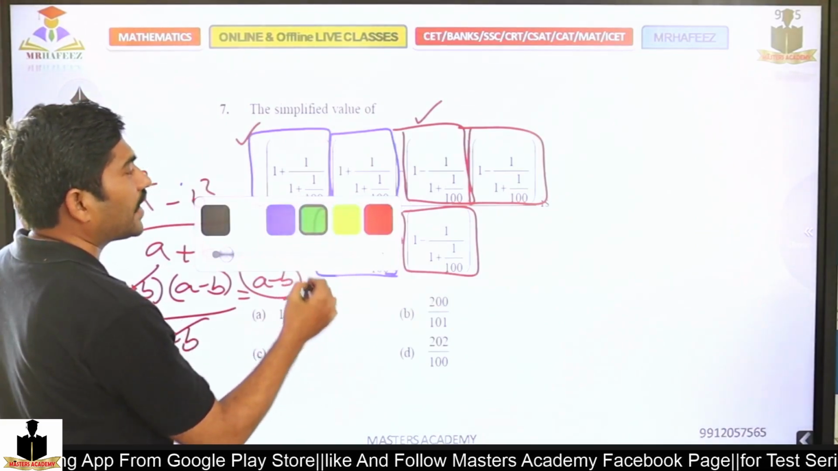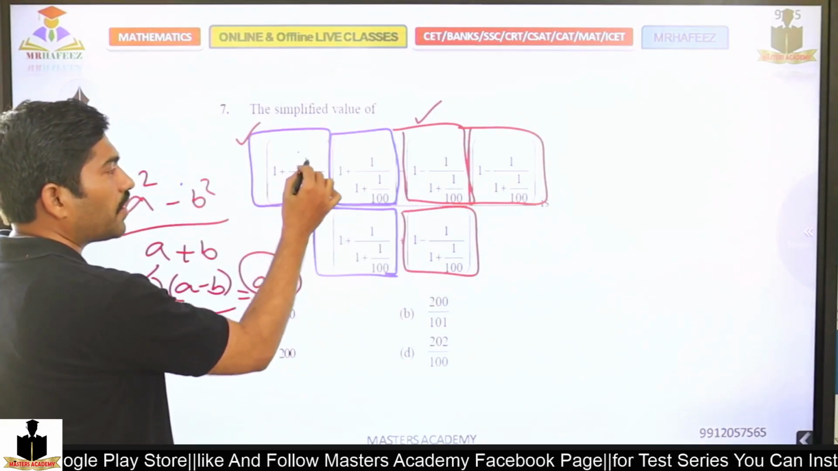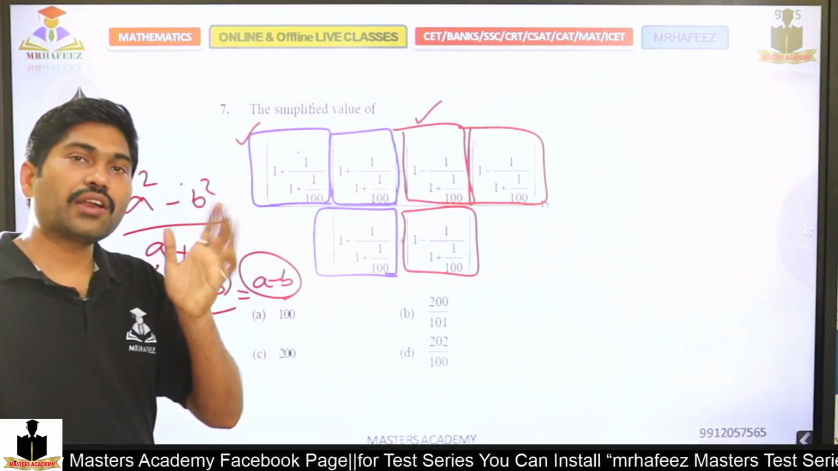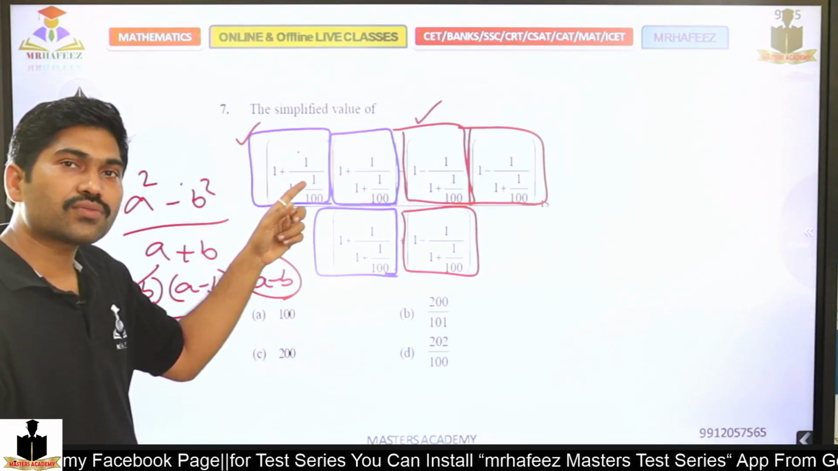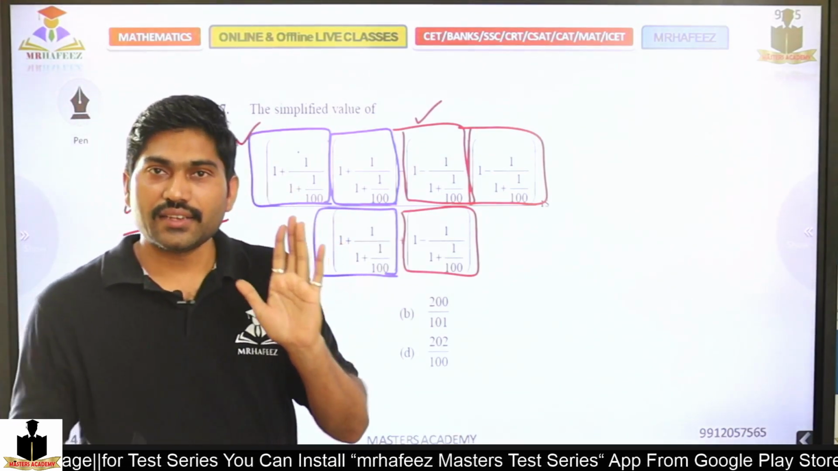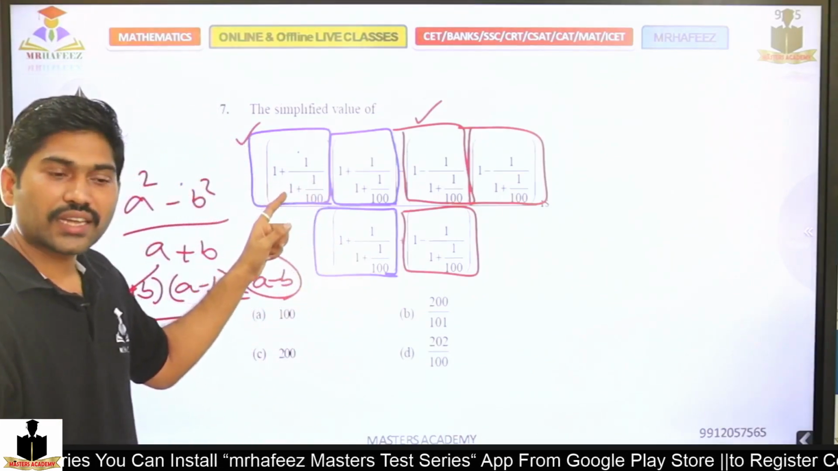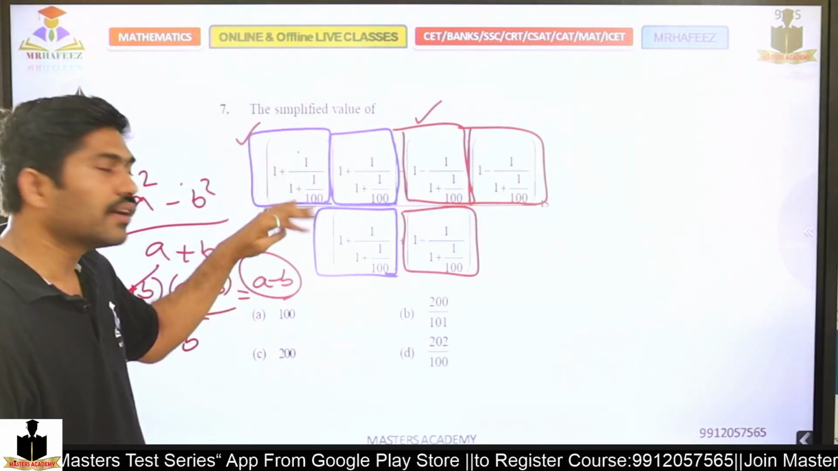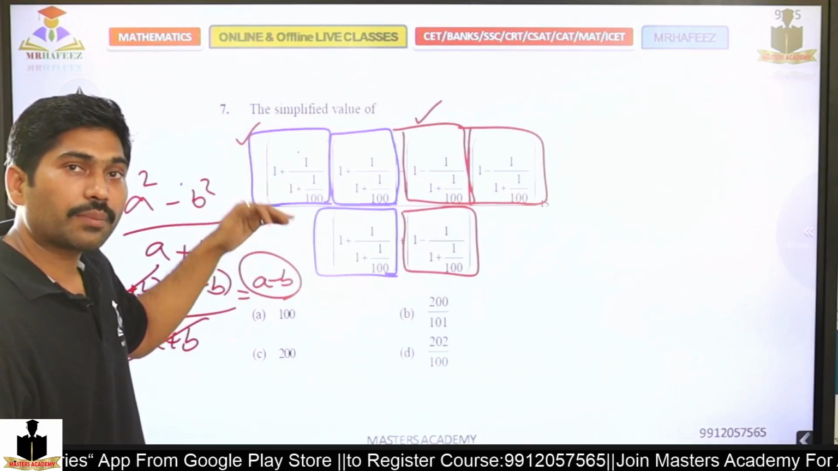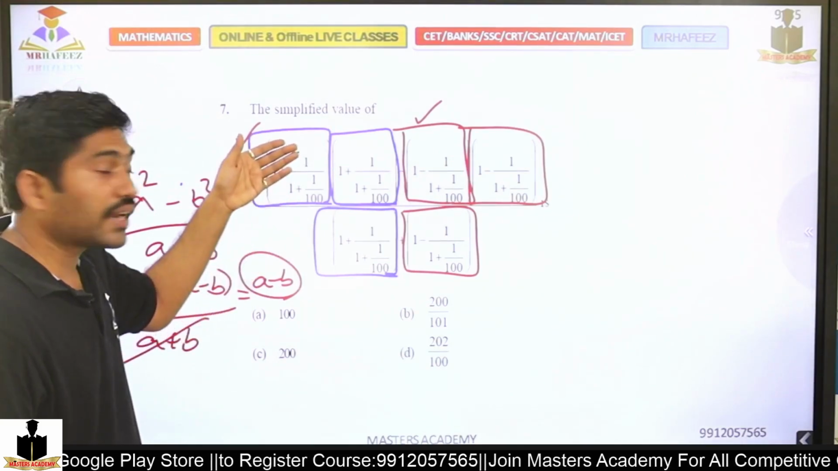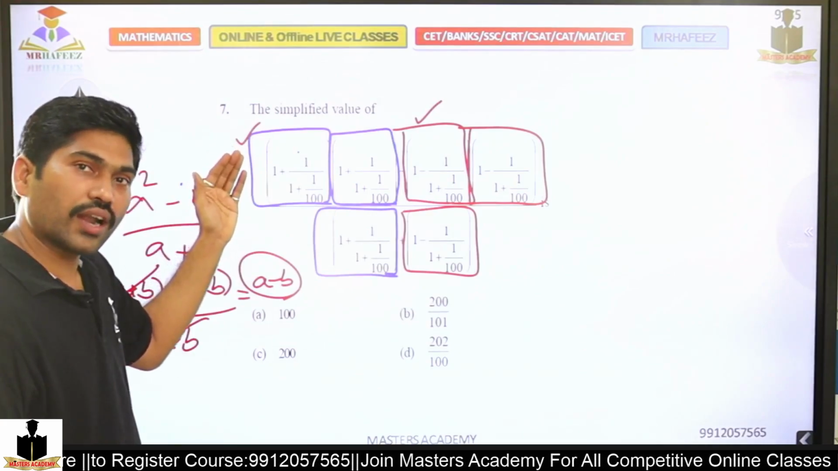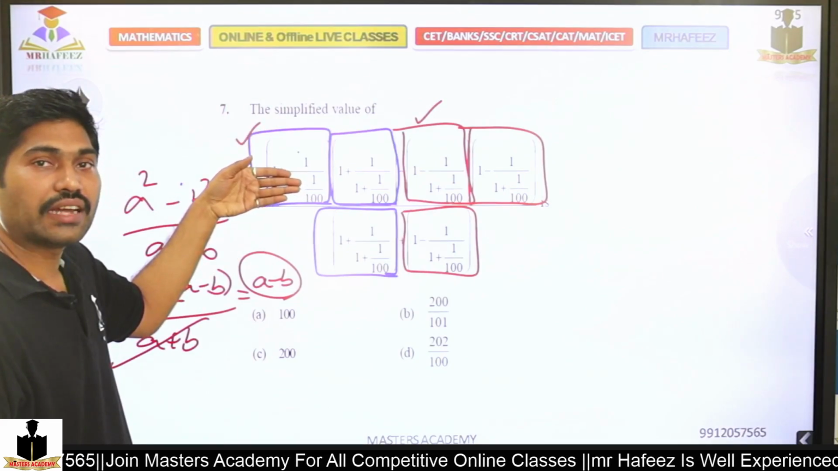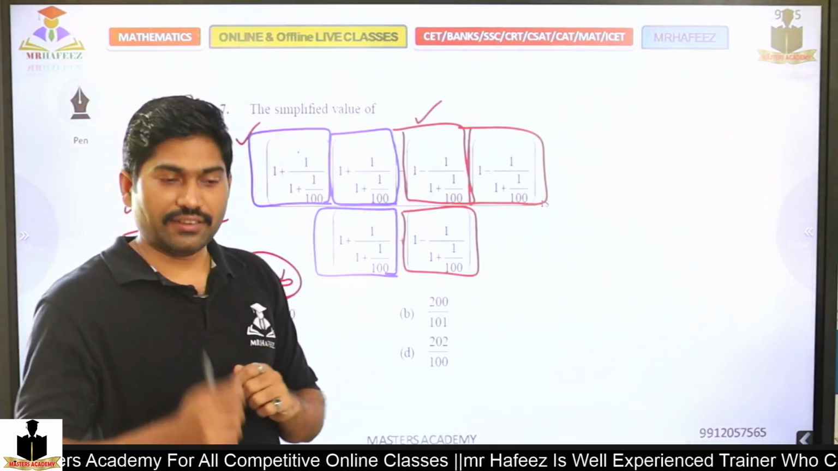So what should I do? First I should find out 1 plus 1 by 1 plus 1 by 100. Please think and follow my instructions. In the denominator, 1 plus 1 by 100 is there. 100 into 1 is 100, 100 plus 1 is 101, so 101 by 100. Reverse it, 100 by 101. Then 101 plus 100 is 201, so finally it's 201 by 100. Yes or no?